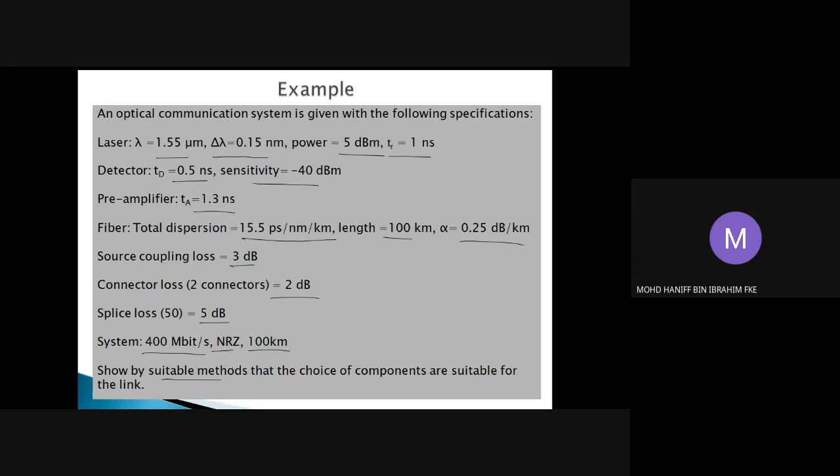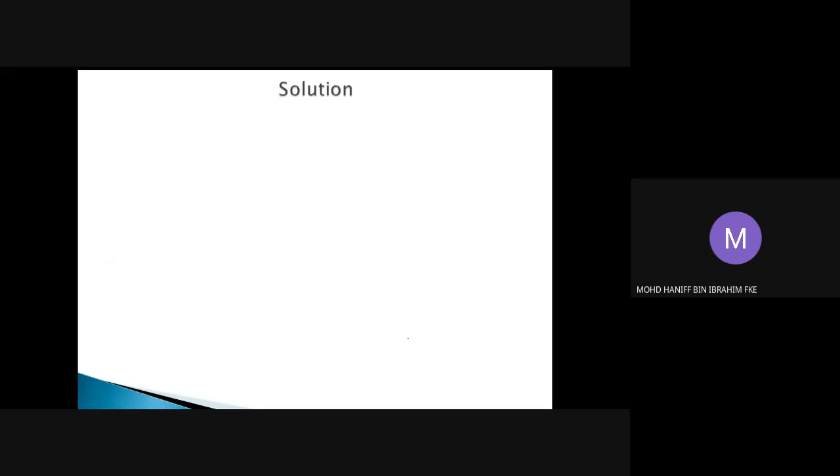So basically, the method that shall be used here in showing whether the components used are suitable, we have to adopt two techniques, which are the power budget and also the rise time budget. We have to adopt these two methods to show whether the components used are suitable for the link. All right, so let's have a look at the solutions for this example. Let us proceed now with the rise time budget first.